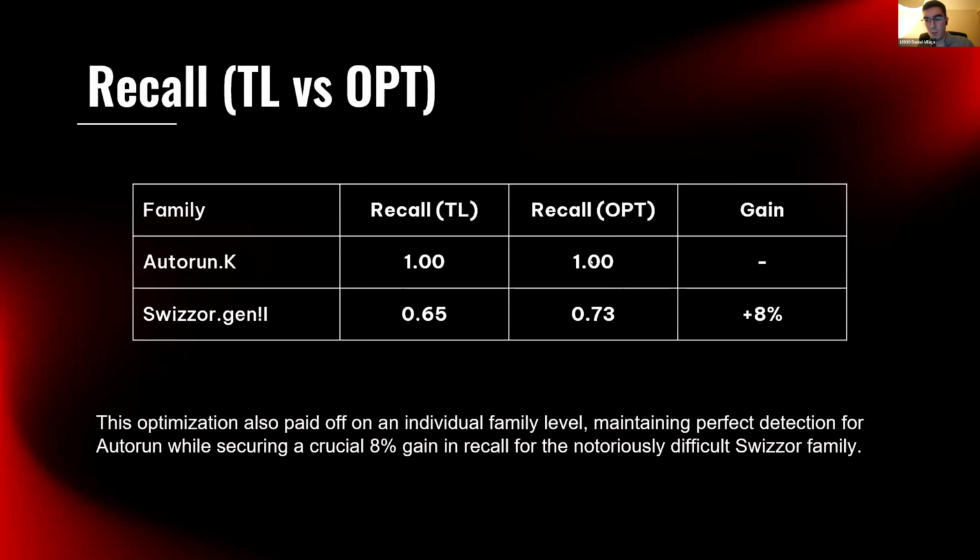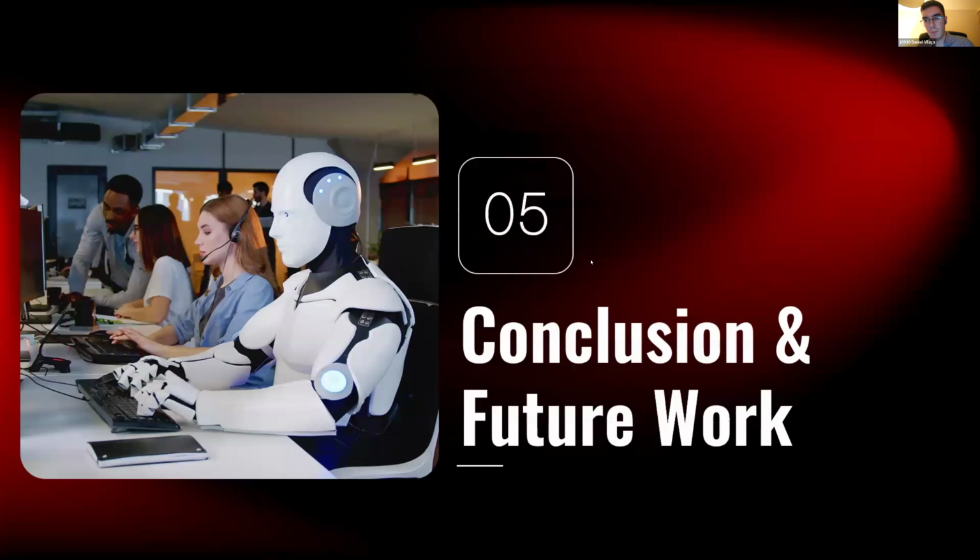We also wanted to see how this optimization handled those tricky families we mentioned earlier. Looking at the recall, autorun.k maintained its perfect 100% detection rate. But for the Switzer variant, which is notoriously difficult to classify, our fine-tuning delivered a solid 8% gain, bringing its recall up from 0.65, so 65%, to 73%.